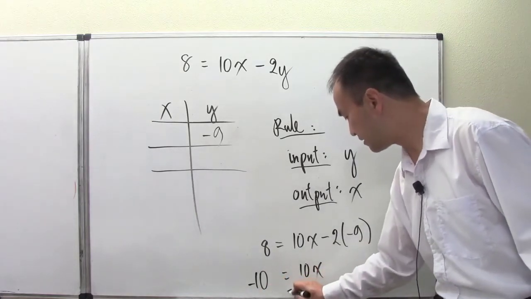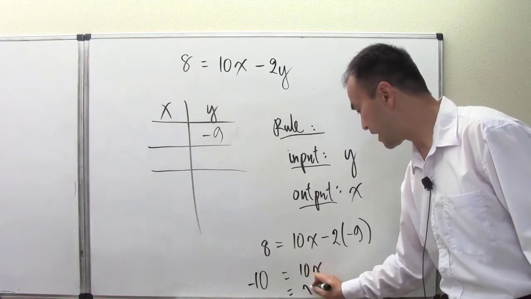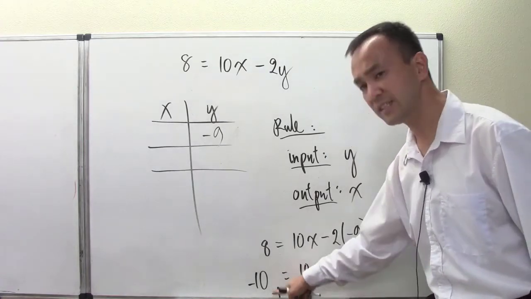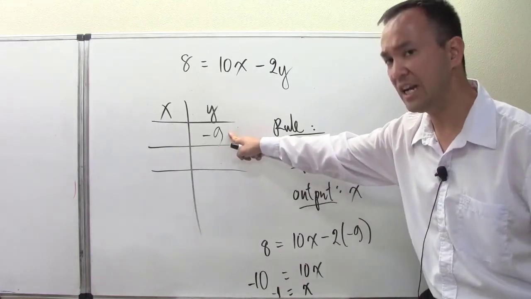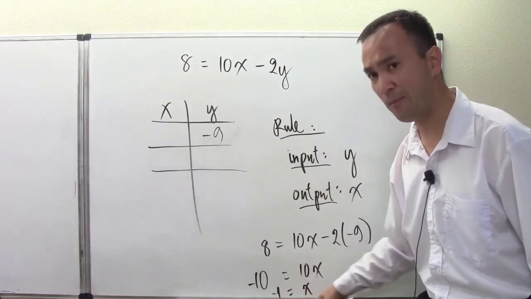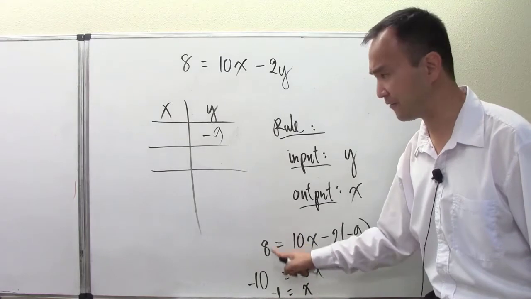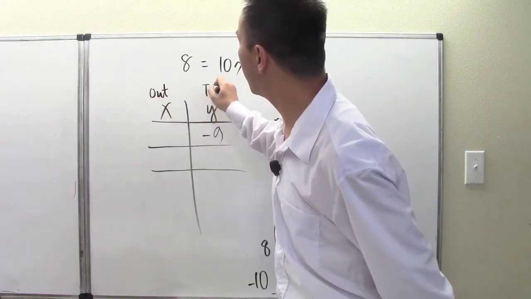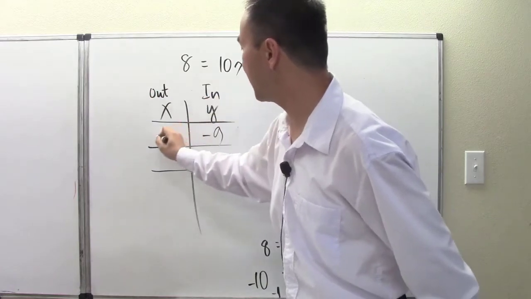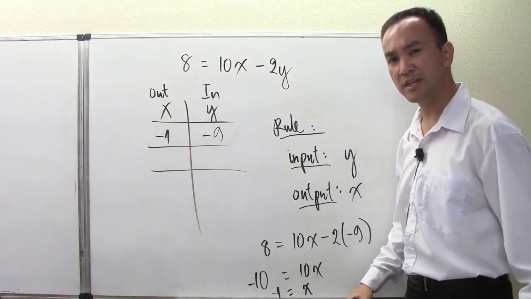And then I'm dividing both sides by 10. That leaves me x equals -1. So this is what I call the output. So once I pick the input independently, I can find the corresponding output. So this is now output, this is now input. I picked -9, I ended up with output being -1.